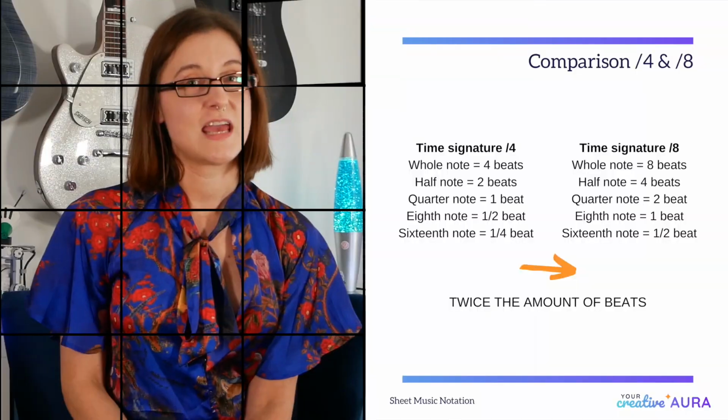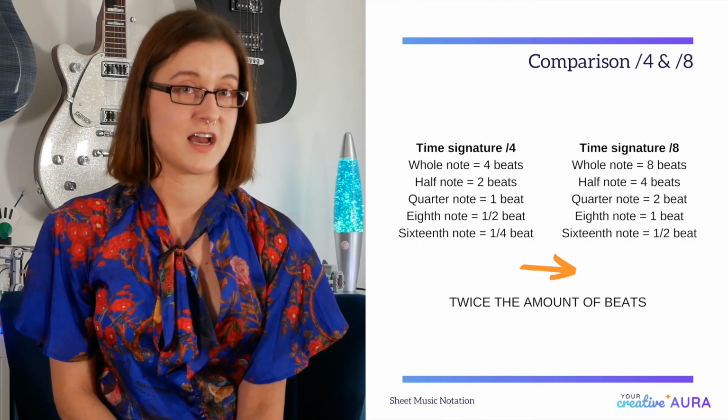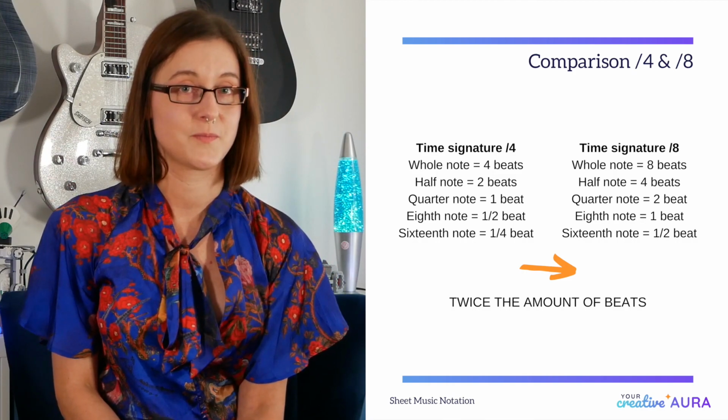Now I know that's a lot of information to take in right now, but don't worry, the video is almost done. So let's finish off by quickly looking at a comparison between time signatures so we can see how the beats for each note change depending on the time signature of the music. So here we have quarter and eighth time signatures side by side.